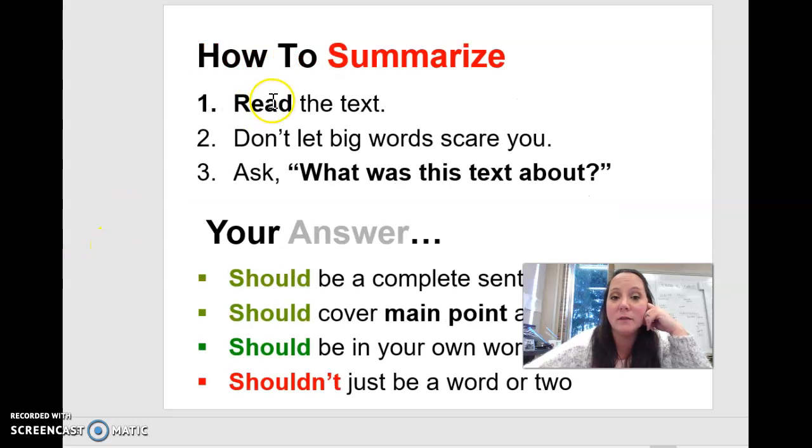When we summarize, we want to make sure that we are reading the text and that we think about what was this text actually about. Your answer should be a complete sentence. It should cover the main point. It should be in your own words, and it should be one whole sentence. So let's look at an example.